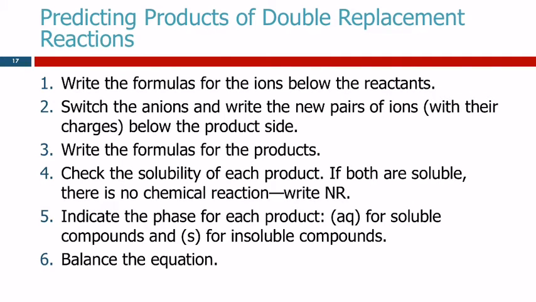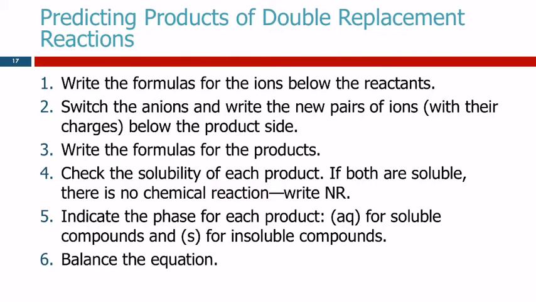So these are steps for predicting products of double replacement reactions. And we'll do an example, and I'll do all of this. Write the formulas for the ions below the reactants, the formulas for the ions with their charges so that you can see what you're dealing with. Then switch the anions. It's like, lead-2 came in with nitrate. Well, let's see how lead-2 gets along with iodide. Switch the partners and write those next to each other.